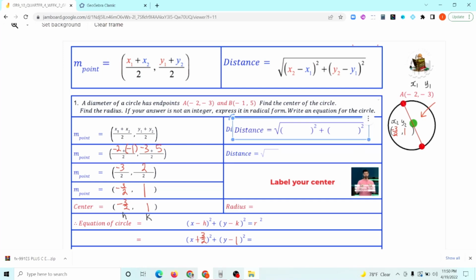Let's put my negatives there. So what's my x sub 2? My x sub 2 is -3/2, so I'm just going to substitute that. And my x sub 1 is -2. Remember, when it's negative, just put it in brackets or parentheses.